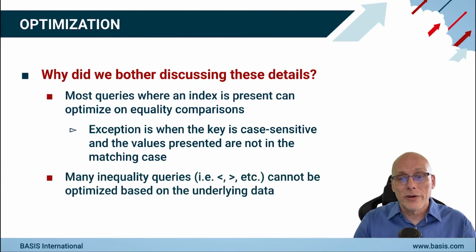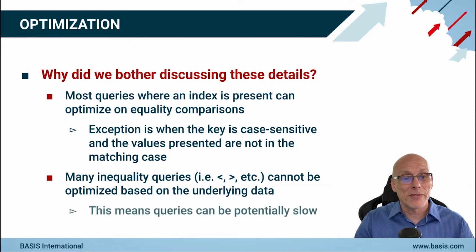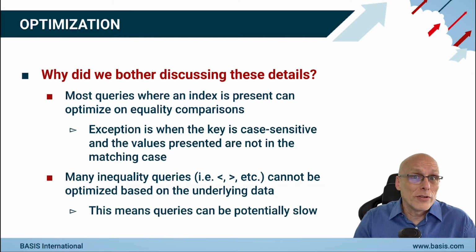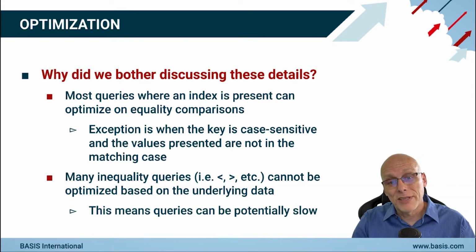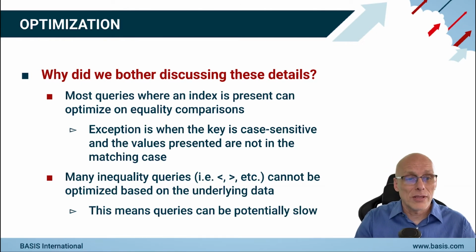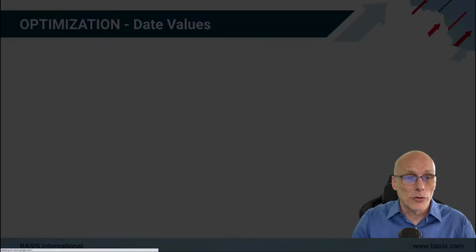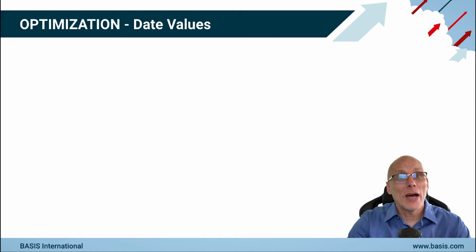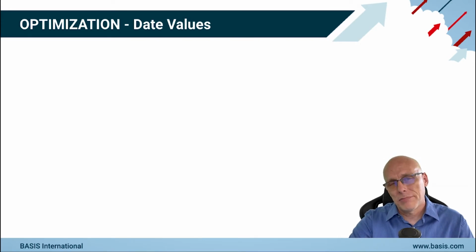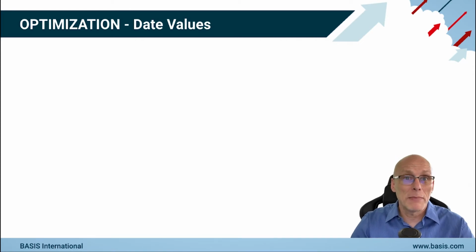Many inequality queries cannot be optimized based on the underlying data. And hopefully you understand why now, and that's because of the sort order. The result of this is that your queries are potentially going to be much slower, if not even unusable. So it's important that we understand this when we're thinking about the data types and the data that we're storing. All right, so now we've talked about those data types that are string template types, like type C, type B for business math, and so forth, and how those sort and maybe don't sort.